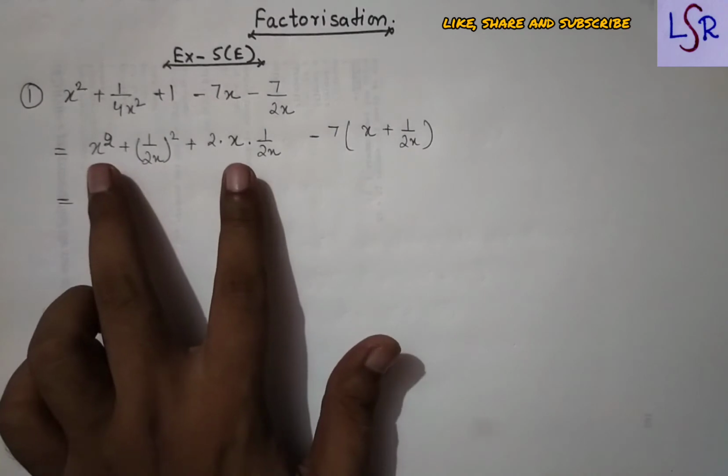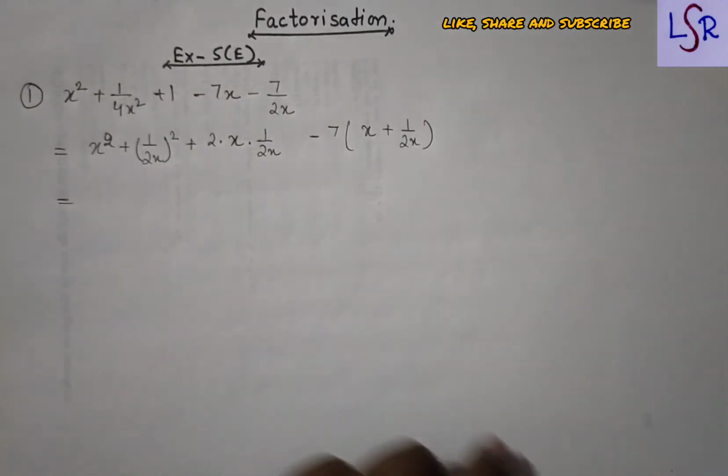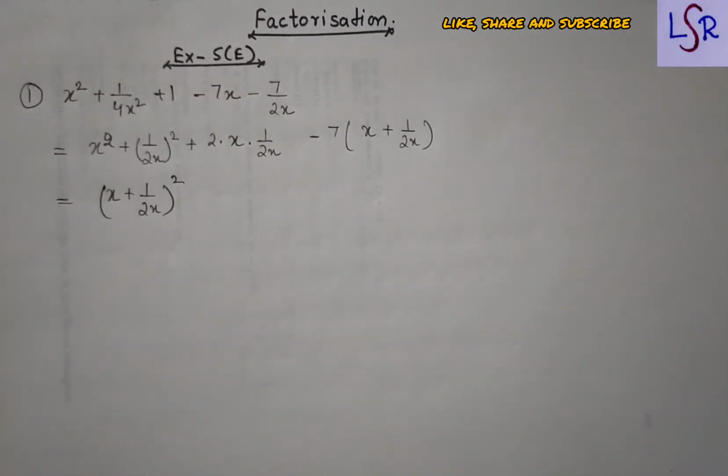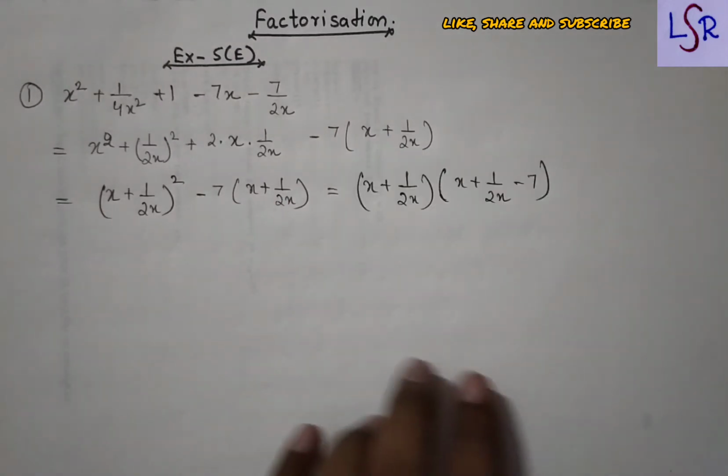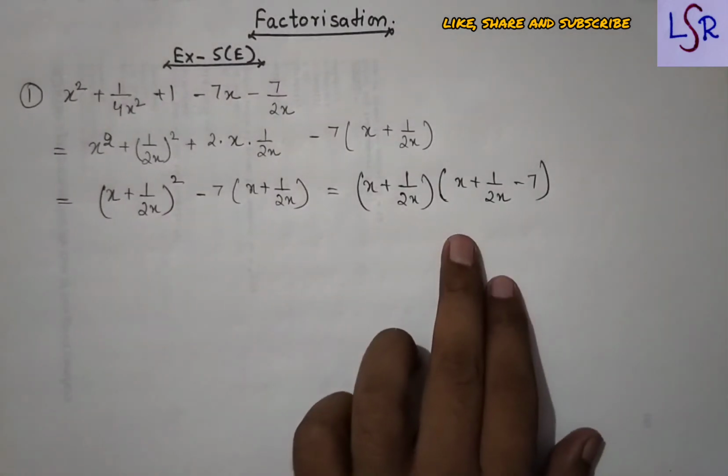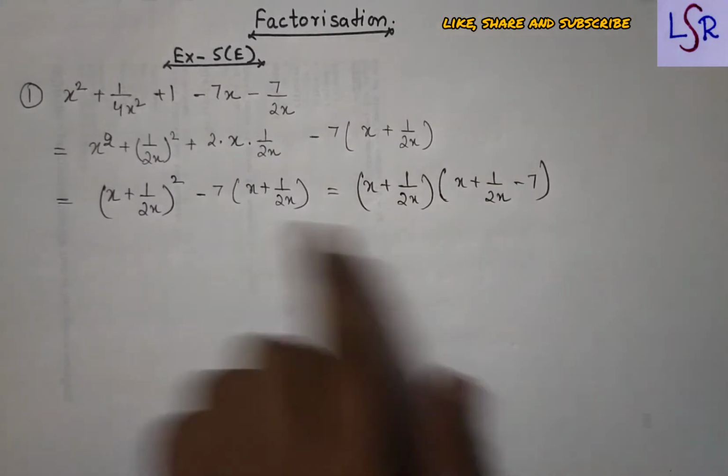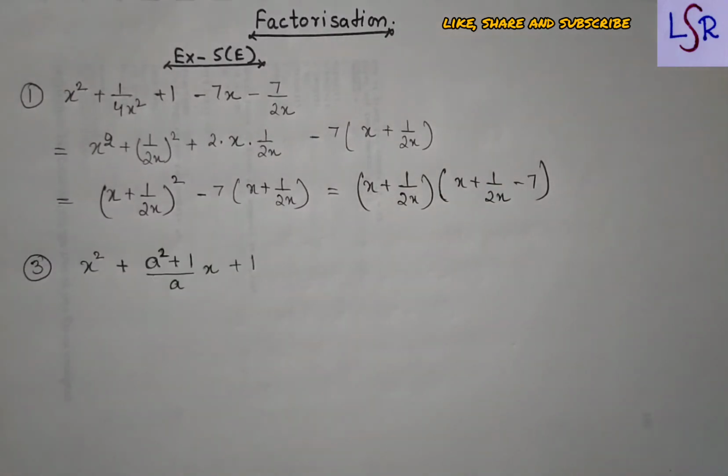Now we can write this whole expression as x plus 1 upon 2x to the whole square, and then we can take a bracket as a common from these two expressions. After taking common, we are left with one of the bracket, x plus 1 upon 2x, and minus 1 from here. Now let's see question number 3.